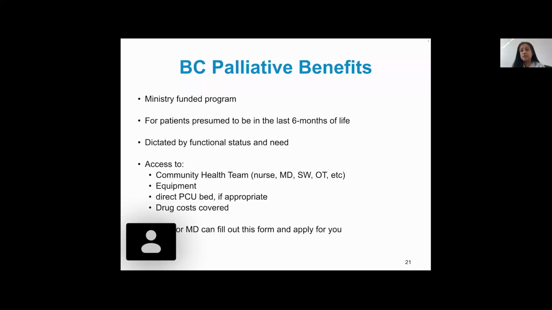You get access to the community healthcare team, equipment in the home, most of which is heavily subsidized, as well as direct admission to a palliative care unit if symptoms are escalating very quickly. And many drug costs, including dispensing fees, will be covered as well. Any doctor in your life at all, or nurse practitioner, can fill out the benefits and submit them for you.